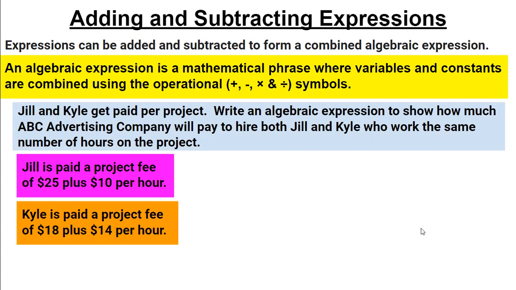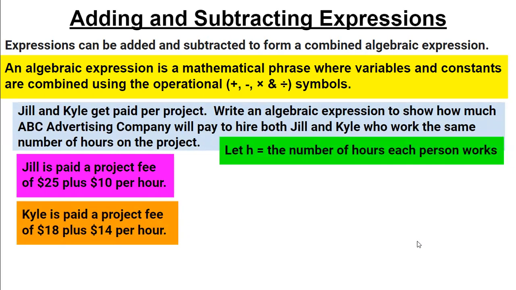We want to know how much the company is going to have to pay out for both Jill and Kyle. So we're going to let H equal the number of hours each person works. You can pick any letter you want, but it's good to pick a letter that represents the question you're being asked and what you're looking for. Since we're looking for number of hours, something we would want to input, we're going to use H for the number of hours each person has worked.